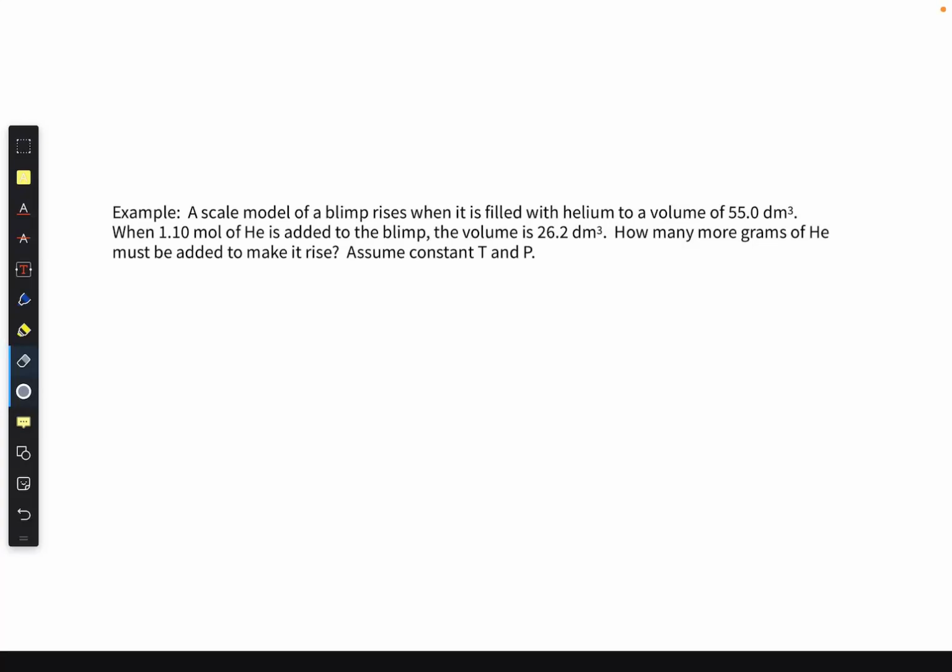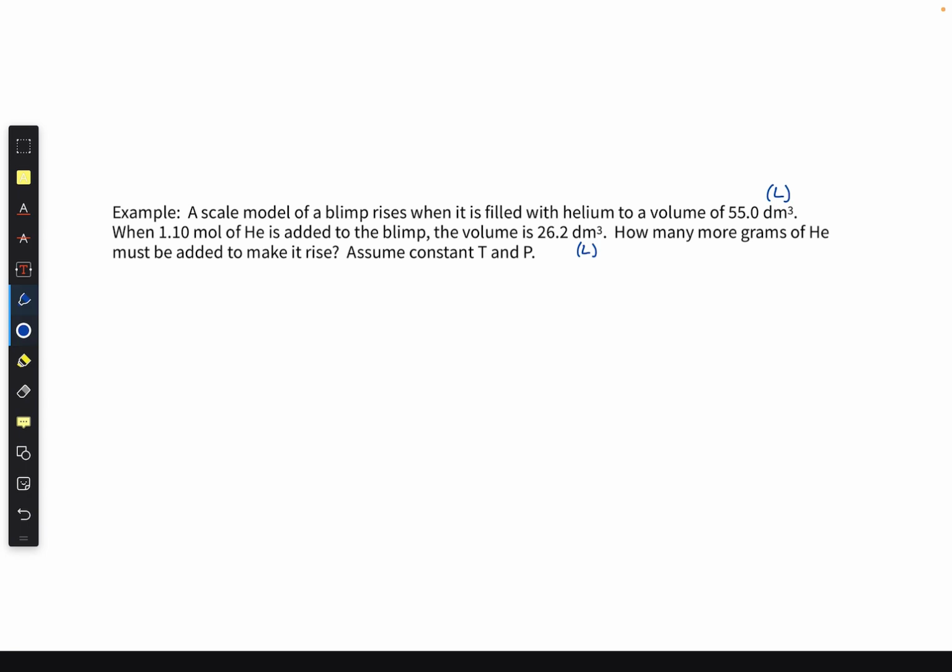Our next example, a scale model of a blimp rises when filled with helium to a volume of 55.0 cubic decimeters. Deci is not a prefix we use a lot, and in this problem it turns out to not really matter that much, but a cubic decimeter is actually just equal to a liter. So it's kind of a weird way of writing it, but that is actually the way it works out. But notice that your other volume, if you read ahead here, is also in cubic decimeters, so as long as the units are the same, it's fine.